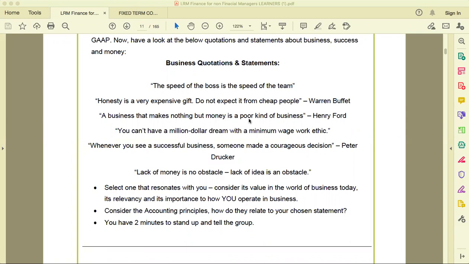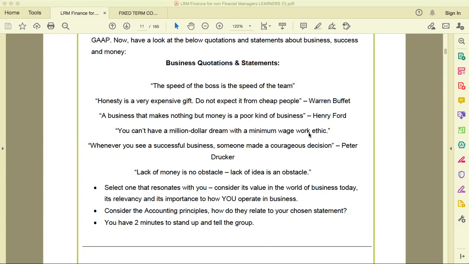So what I want you to do is take one of these statements, and then consider its value in the world of business today, its relevancy and its importance to how you operate in the business. So let's say, in my business, you can't have a $1 million dream without a minimum wage work ethic. So we have to work hard in order to make the operational vision and mission work, because that is the way those two connect. And so you're explaining why you like that specific quotation.